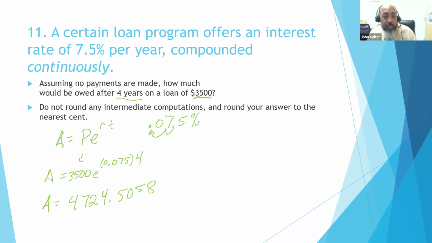4,724.5058. And it says round to the nearest cent. Cent just means hundredths, right? There's 100 pennies in a dollar. So I'm going for my hundredths, which is here. The number to the right is a 5, so that means it's going to round up. So my answer is $4,724.51. That's how much you will owe on this loan of $3,500 after 4 years.